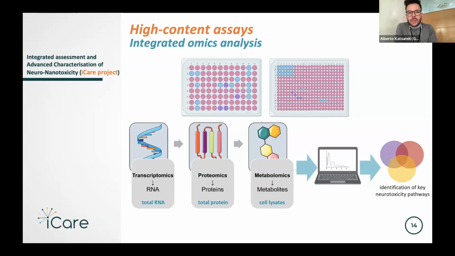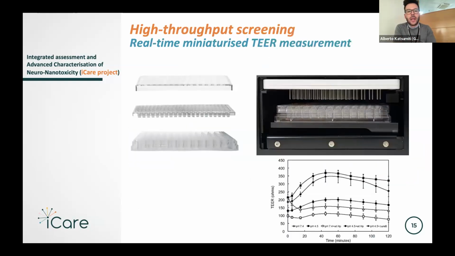And also high content analysis, basically integrating different omic analyses. So the idea here is to explore the possibility to integrate transcriptomics, proteomics, and metabolomic analysis. So then integrating this in these big sets of data for identification of key aspects related with neurotoxicity pathways as an early response, compared to the in vitro assays we have developed before.